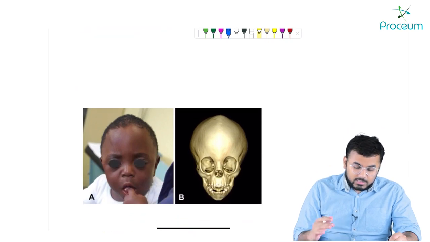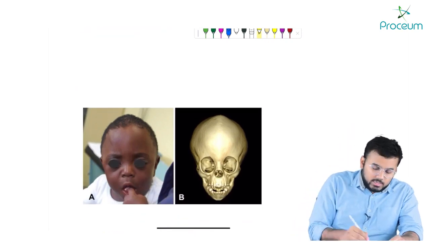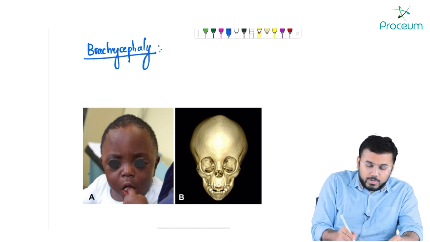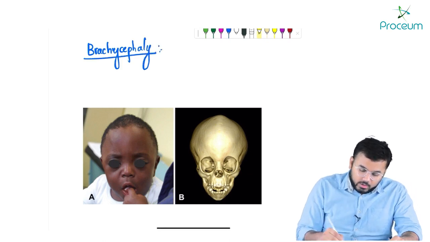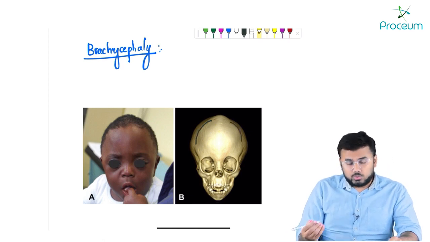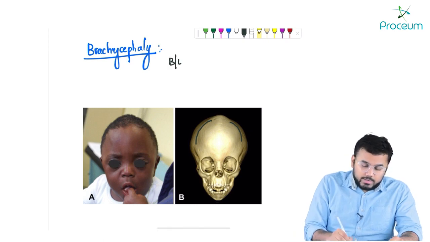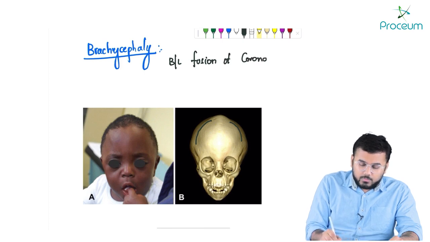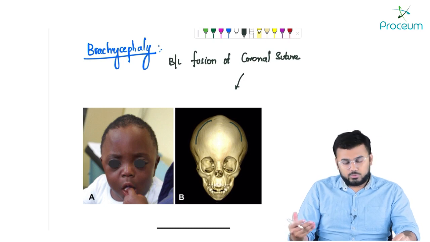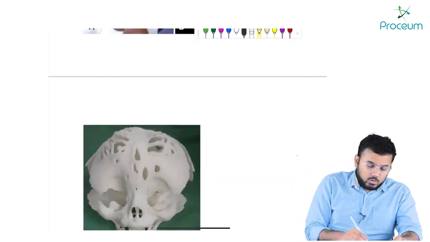Now after this is the next picture here. This next picture is the picture of brachycephaly. What is brachycephaly? See, here we have got a coronal suture like this. Here we have got a coronal suture, right? So both the coronal sutures fuse. So I can write it as bilateral fusion of coronal suture. So when there is a bilateral fusion of coronal suture, this is how it looks. Okay, bilateral fusion of coronal suture, this is how it looks. The next one is clover leaf skull.